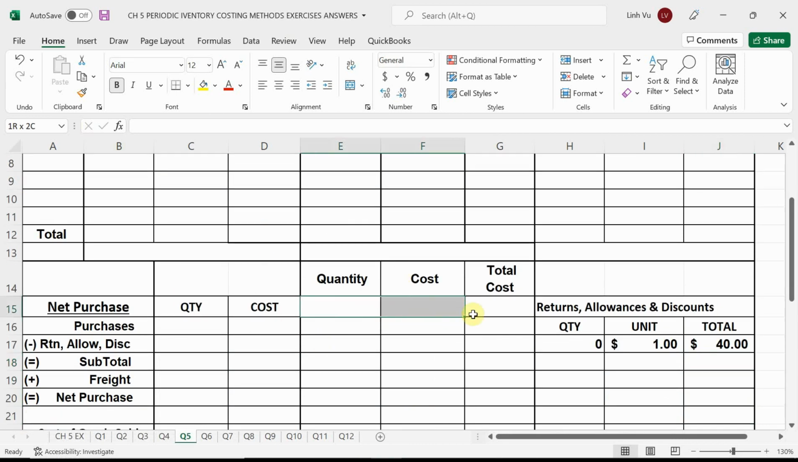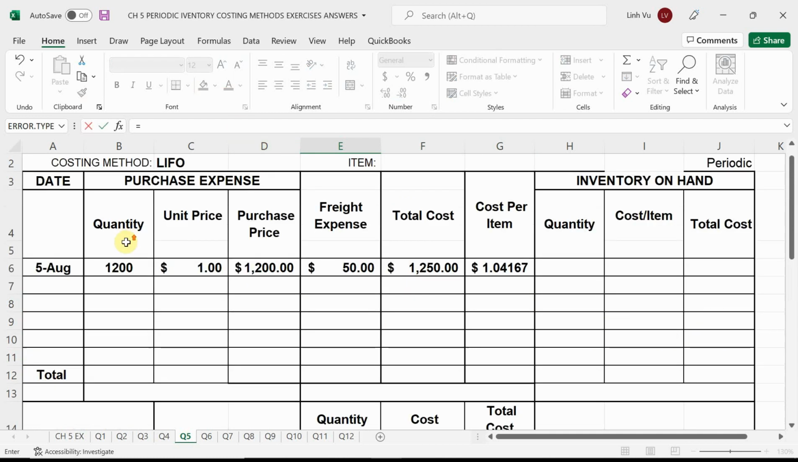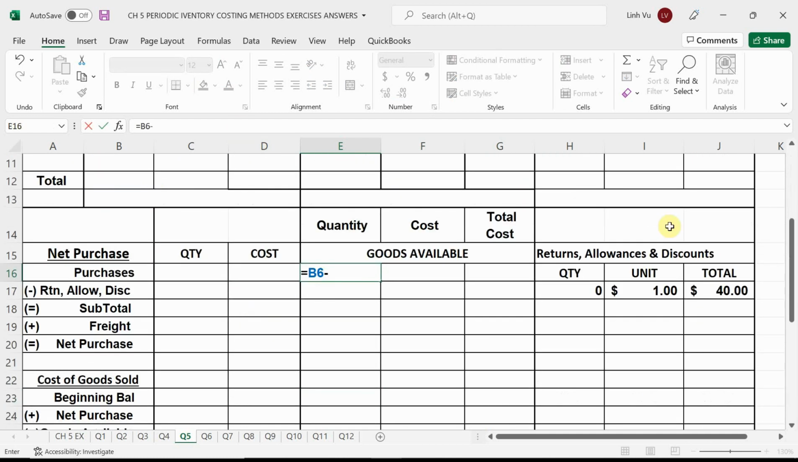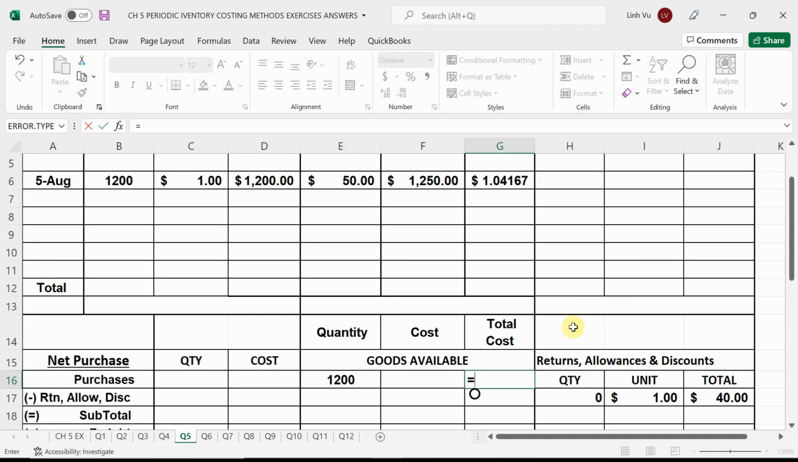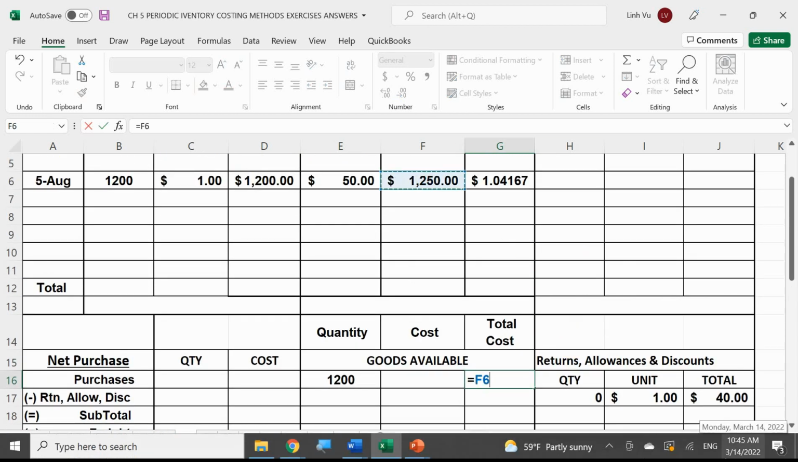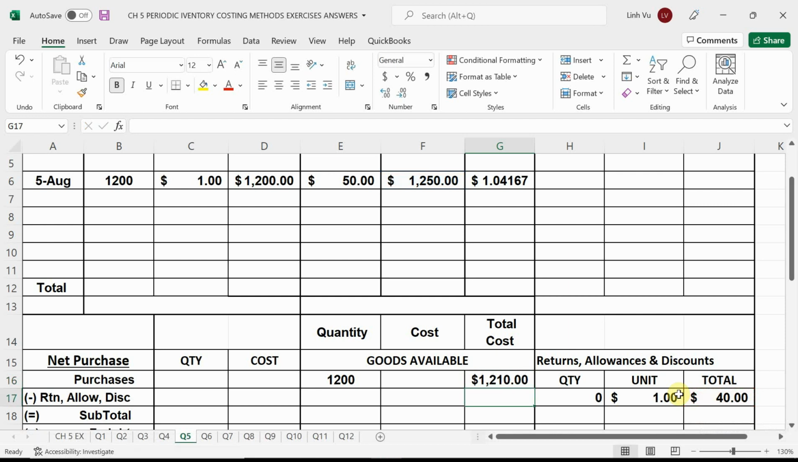So now I need to make my inventory adjustments, right? I'm going to create my table, call this goods available. In this case, I still have all 1,200 units because I didn't return anything. However, I end up getting discounted amounts on my 200 items. So I no longer owe $1,250, because I got a refund of $40. Therefore, I owe $1,210.